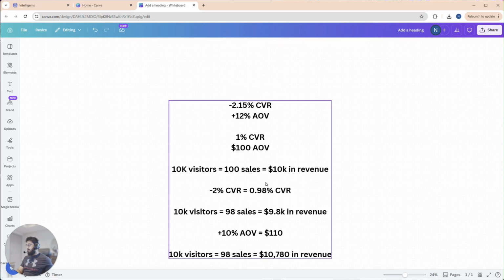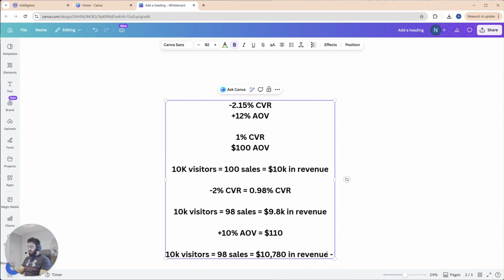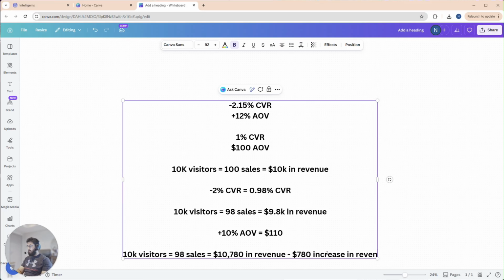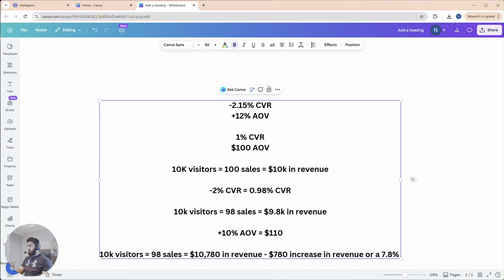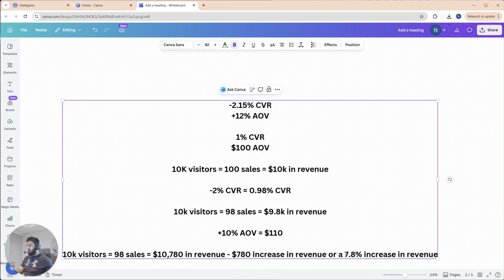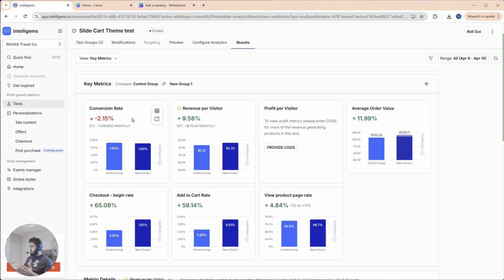That means that even though our conversion rates decreased, our revenue went from $10,000 to $10,780. So that means that we produced a $780 increase in revenue, or a 7.8% increase in revenue, which means that our overall revenue increased even though our conversion rates decreased. And so when we ask the question, was this a successful test?